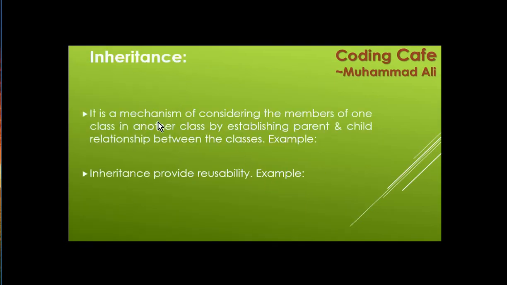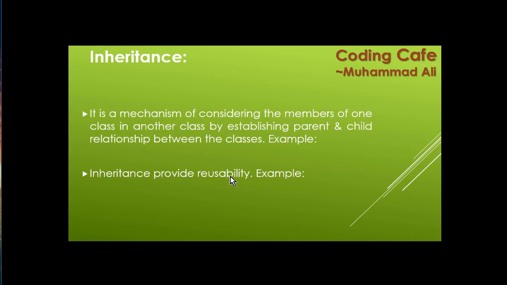So inheritance is basically a mechanism of considering the members of one class in another class by establishing a parent and child relationship between the classes. We will understand it through an example when we write the code in Visual Studio. But first let's discuss these points, then we will understand each of these points.